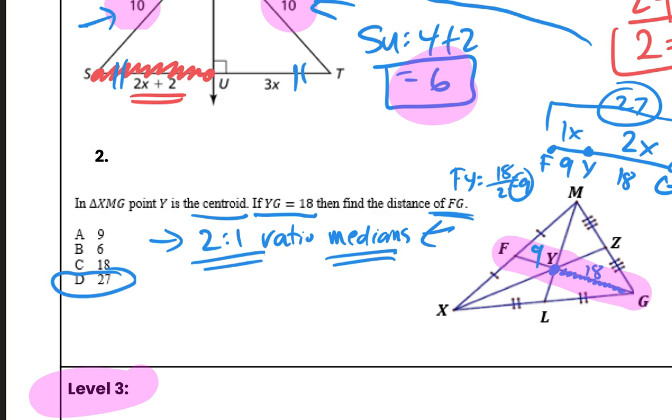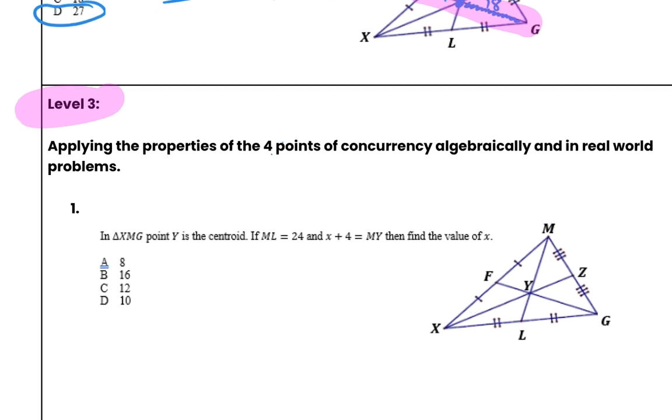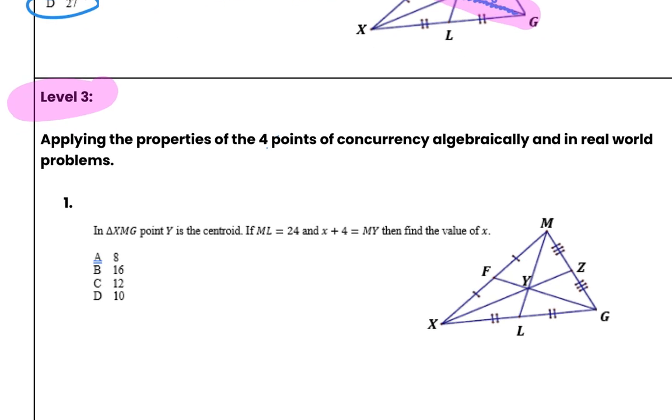All right, so hopefully you got those on your own. Make sure you do those level 2 questions in Delta Math now. Now these are the most difficult ones. This is level 3, so pause the video. I want to see if you can get this on your own before we go.